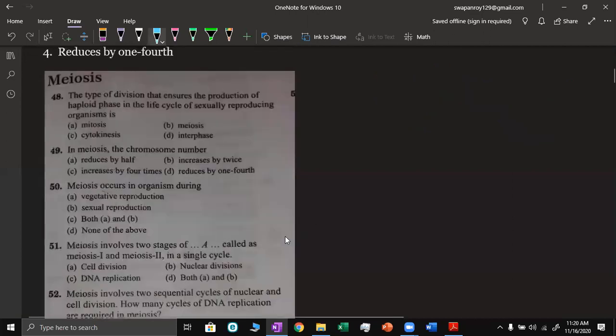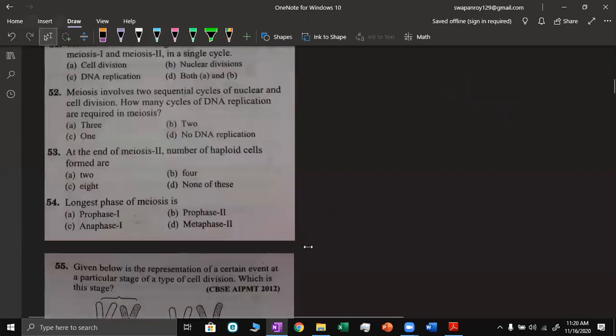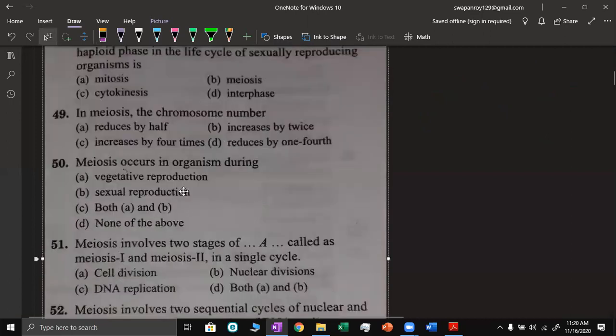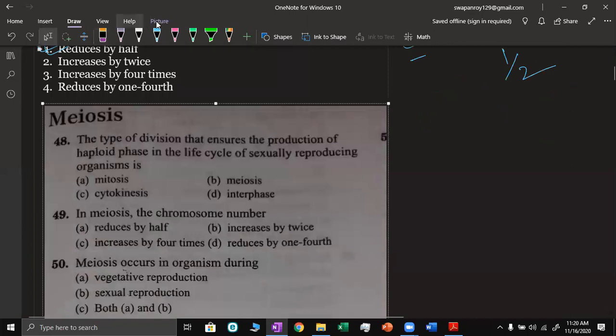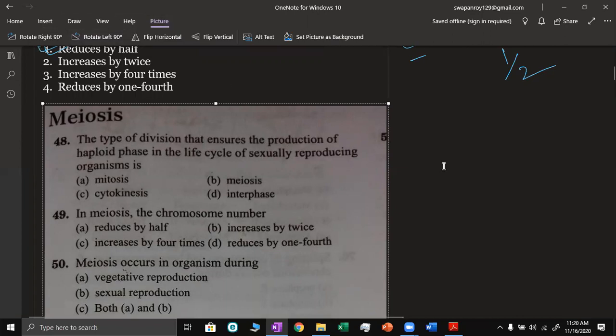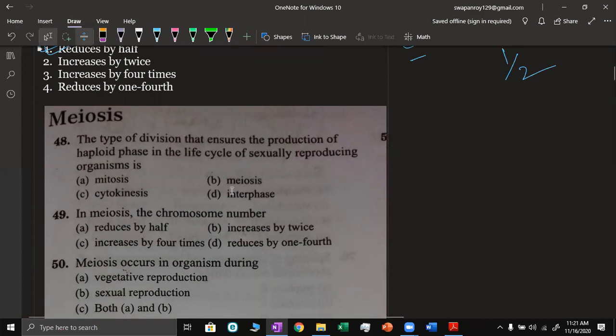Next question, it is typed. Can you read the question clearly? The type of division that ensures, this one we have already done. Next, meiosis, the chromosome number is reduced by half, the same question that we have done.